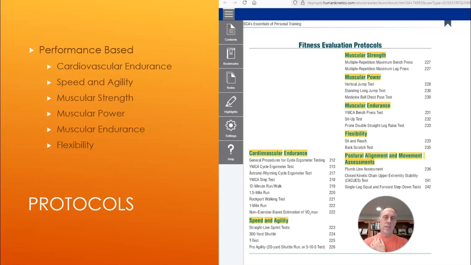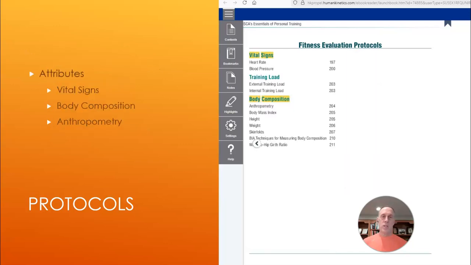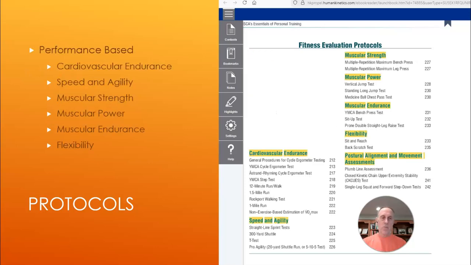alignment, and movement assessments. And I will say this, when we look at the postural alignment and movement assessments, something like the plumb line assessment, that doesn't really require the person to perform any skill. They just stand there and we evaluate them. So I could almost broadly put the plumb line assessment into the attributes category over here. But for the sake of the book and how they have it organized, they do have it tucked in over here at postural alignment and movement assessments, even though you're not really moving per se with a plumb line.